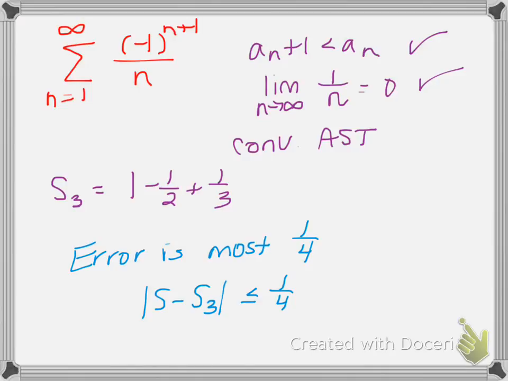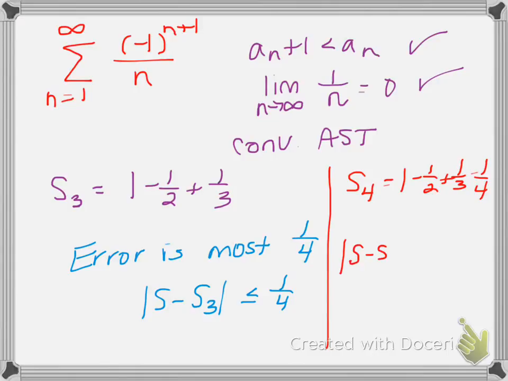Now, the problem would have to tell you how many terms to find the sum of. So if it said, let's find the sum up to the fourth term, that'd be 1 minus a half plus a third minus a fourth. If we wanted to find the error here, then the sum minus the sum up to the fourth term would be less than or equal to the fifth term. So I plug a 5 in there, I get 1/5, so it would be less than or equal to 1/5. And the more terms that you find, the sum will be off by that much less.